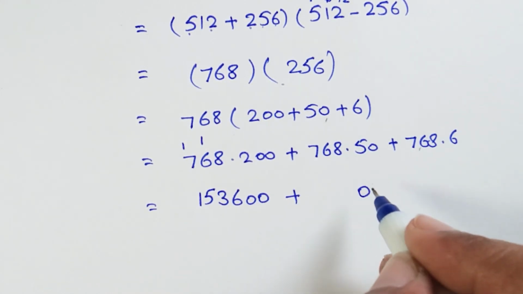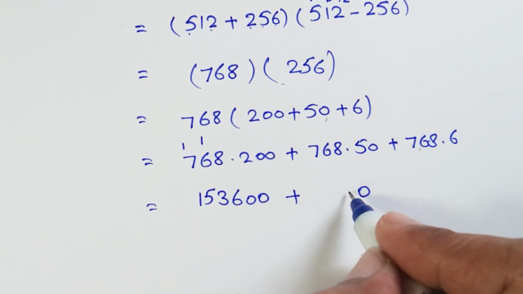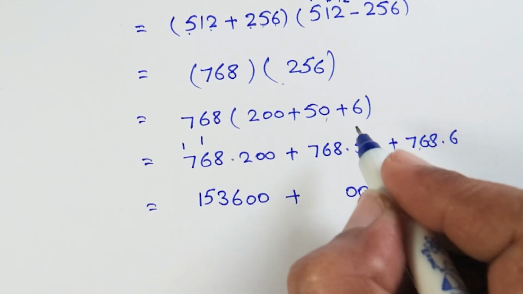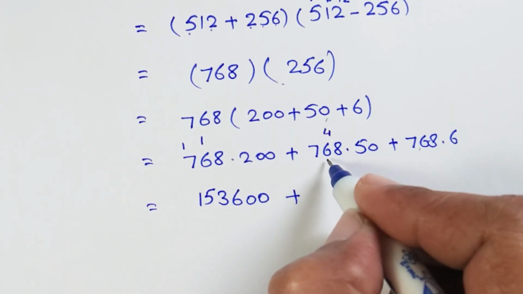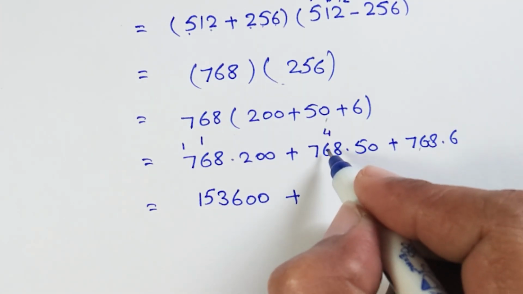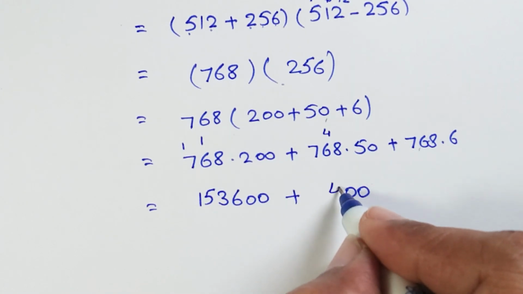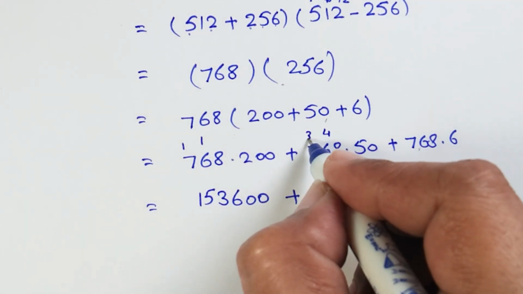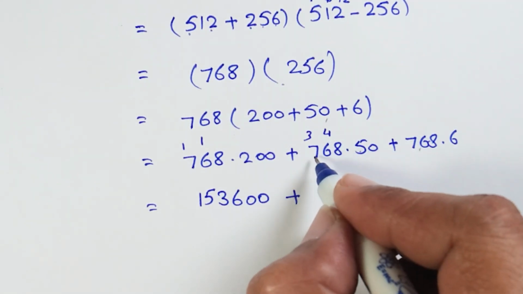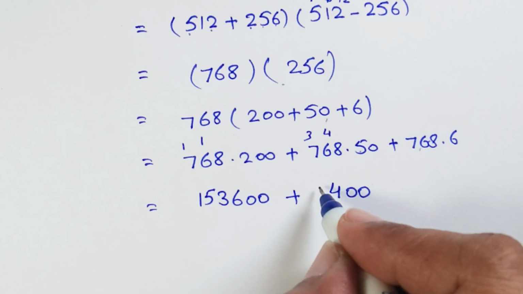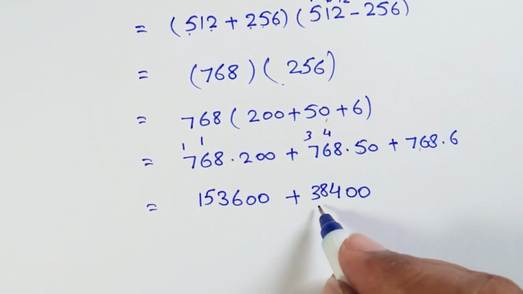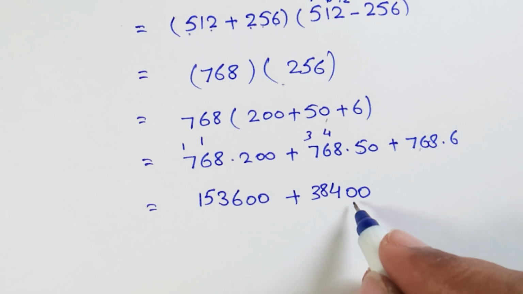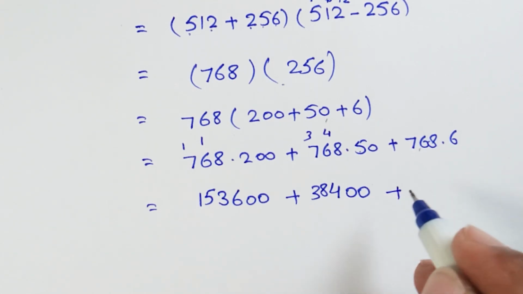So now we will multiply 768 times 50. So 0 will remain the same. 5 times 8 is 40. So we will write here 0, and 4 is left. 5 times 6 is 30, and 30 plus 4 is 34. So we will write here 4, and 3 is left. 5 times 7 is 35, 35 plus 3 is 38. So it gives us 38,400 plus.